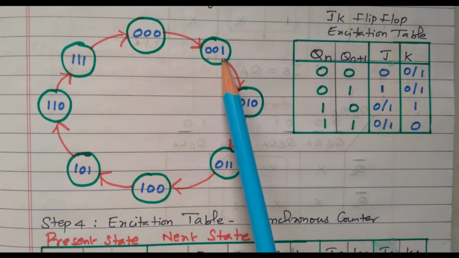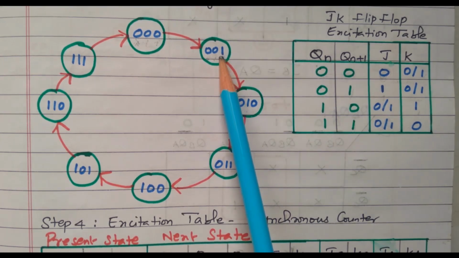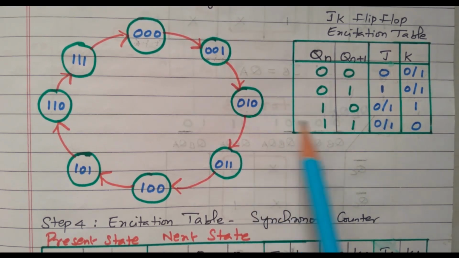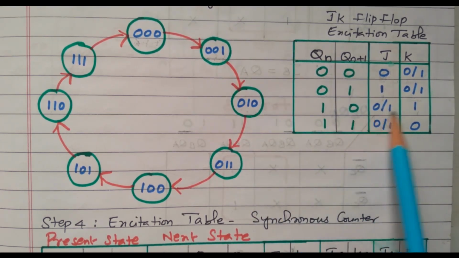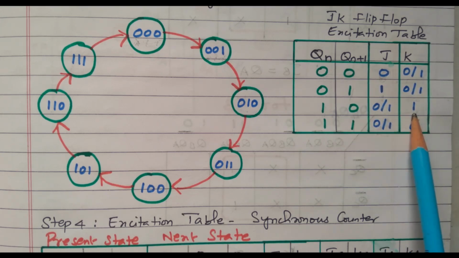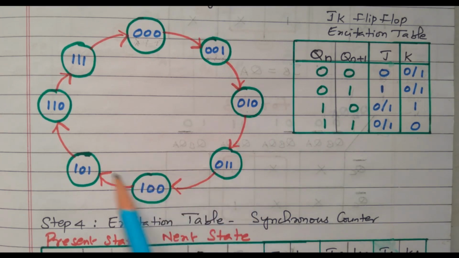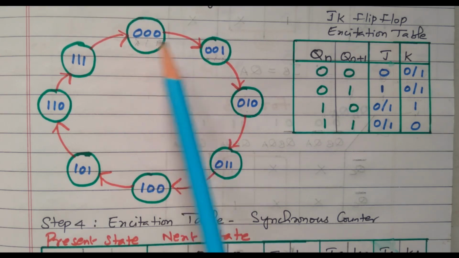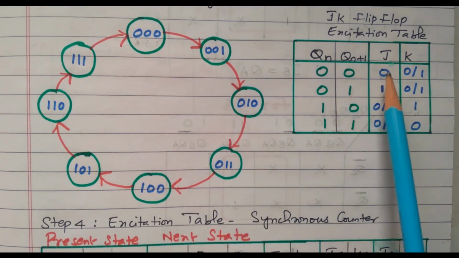Similarly the third flip-flop A is 1, and now changes to 0, right. Current state is 1, next state is 0, so what is the input required? J may be 0 or 1, K is 1, right. Like that we can identify all the 8 different states. Step by step we need to identify, for changing from 0 to 0 or 0 to 1 or 1 to 0, what is the value of J and K for the 3 flip-flops, right.